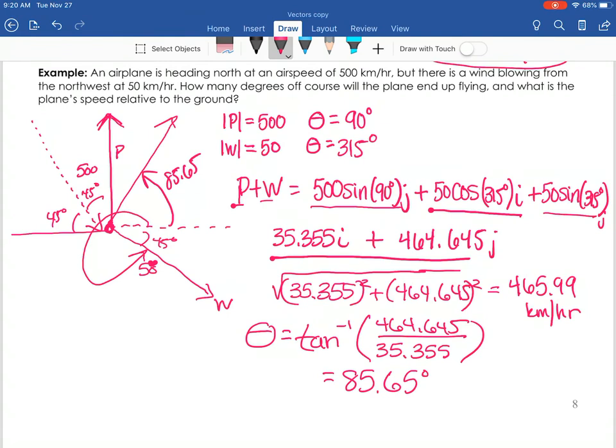So how do I figure out how much off course this plane is? Yeah, just subtract from 90. So I take 90 degrees minus 85.65, and it's 4.35 degrees off course.